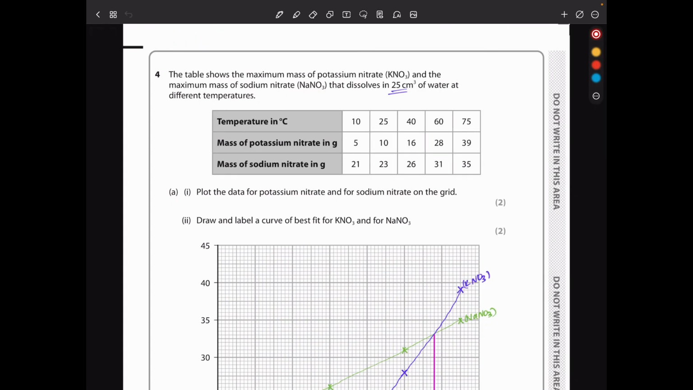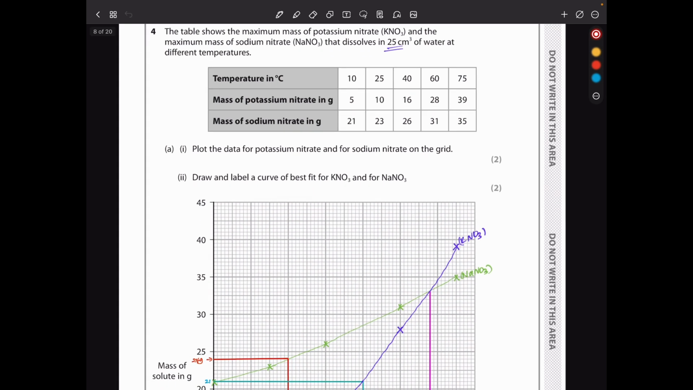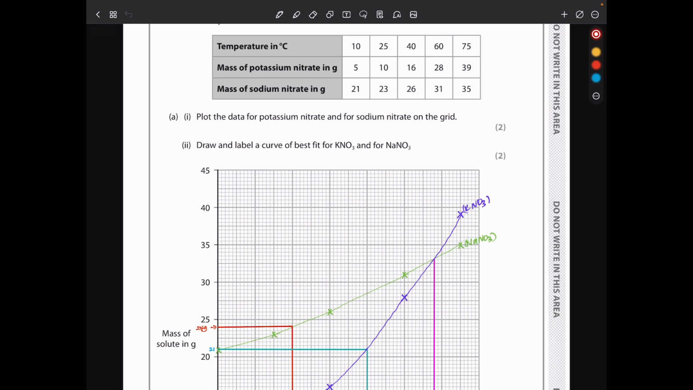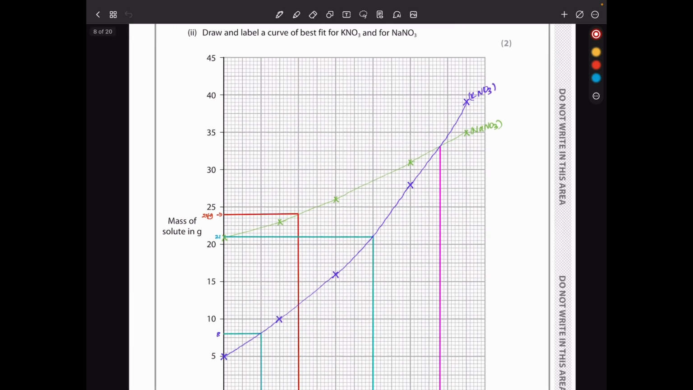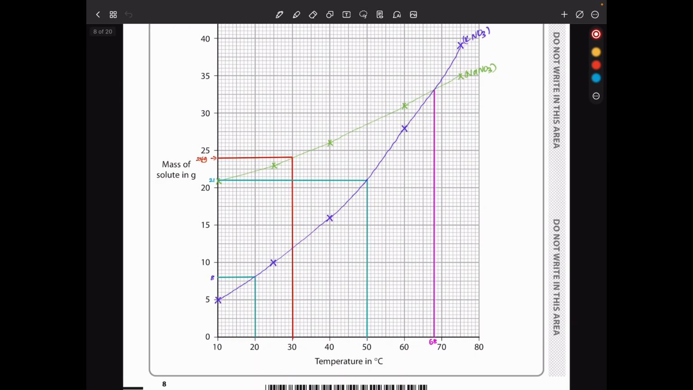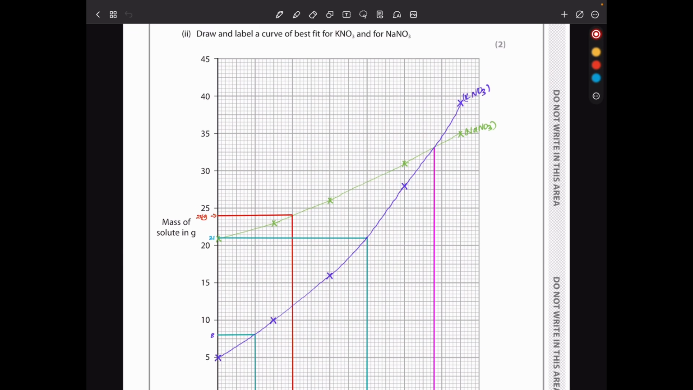In question 4, the table shows the maximum mass of potassium nitrate and the maximum mass of sodium nitrate that dissolves in 25 centimeters cubed of water at different temperatures. So they've given us the results here. The first part says plot the data for potassium nitrate and for sodium nitrate on the grid. So the data we're going to plot is potassium nitrate and sodium nitrate, of course temperature being on the x-axis. So they've already labeled the axis for us. And I plotted the points corresponding to the scales that were given on the x-axis.